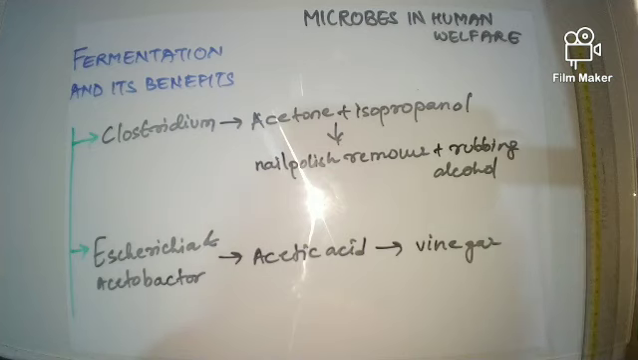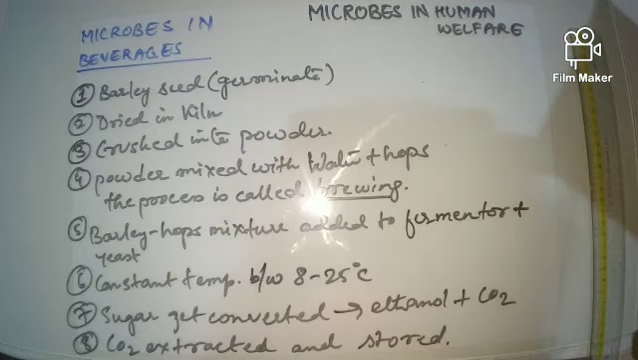Next, pyruvate, when acted upon by Clostridium, forms acetone and isopropanol. These are used in making nail polish remover and rubbing alcohol. When pyruvate is acted upon by Escherichia and Acetobacter, it forms acetic acid, which is used to manufacture vinegar. Now let us see how microbes help in manufacturing beverages.